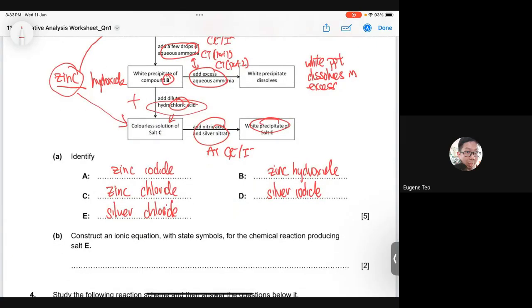Okay, construct an equation, this time round with state symbols, for salt E. So salt E is silver chloride, AgCl. This is solid, because it's a precipitate, right? What are the two ions that form it? Silver ion, aqueous, because it's from silver nitrate. The other one is chloride ion from the salt C, which is aqueous as well, because it's a solution. So I'm going to get this as my ionic equation. Okay?